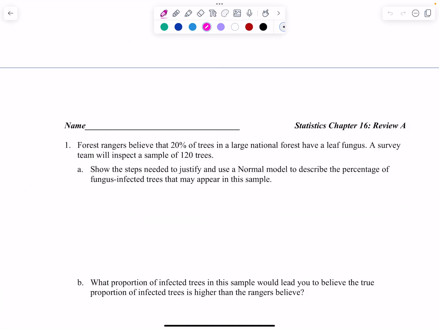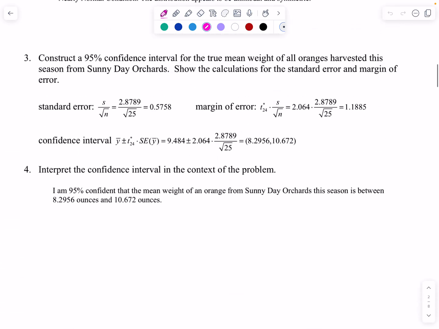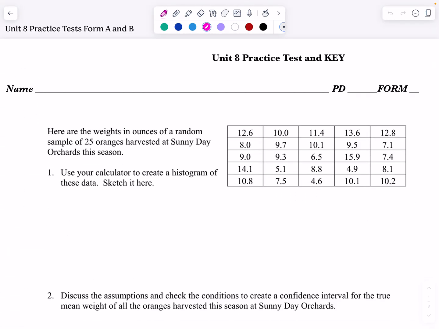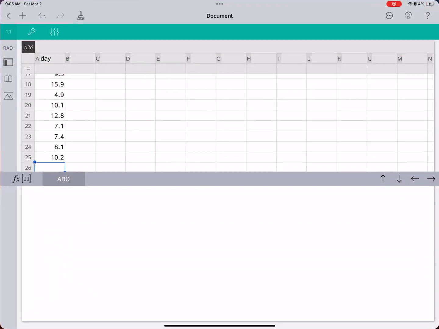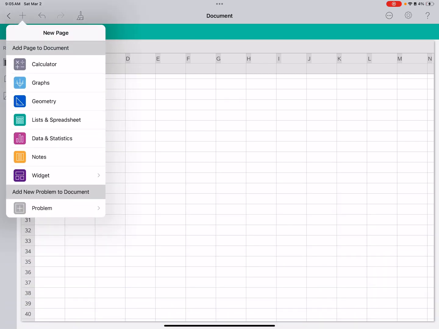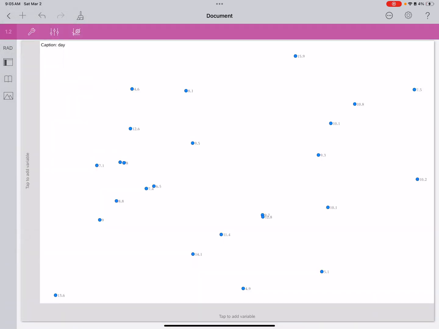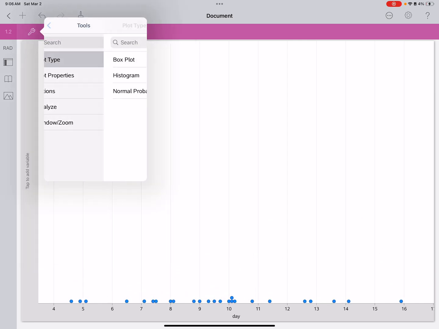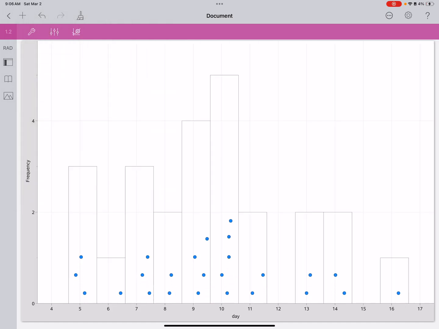And the first thing it says to do is to make a histogram. So to make a histogram, we're going to do this. You're going to go ahead and add a data spreadsheet, and you're going to hit day. Now it gives you a dot plot, and you're going to go to menu, plot type, histogram.